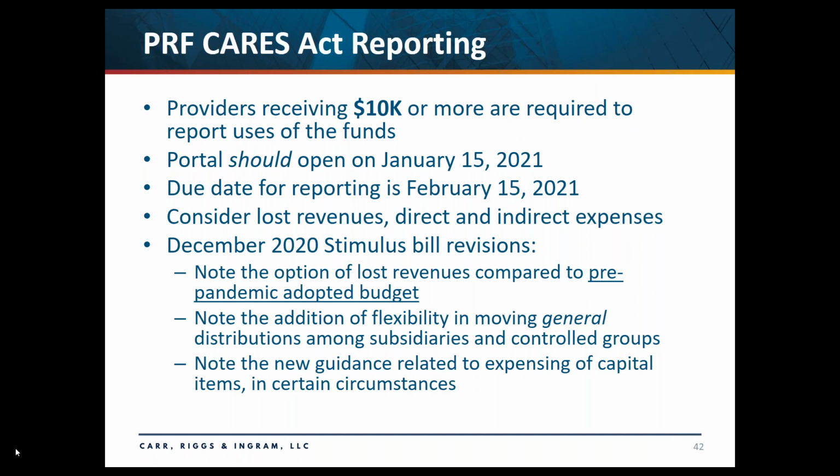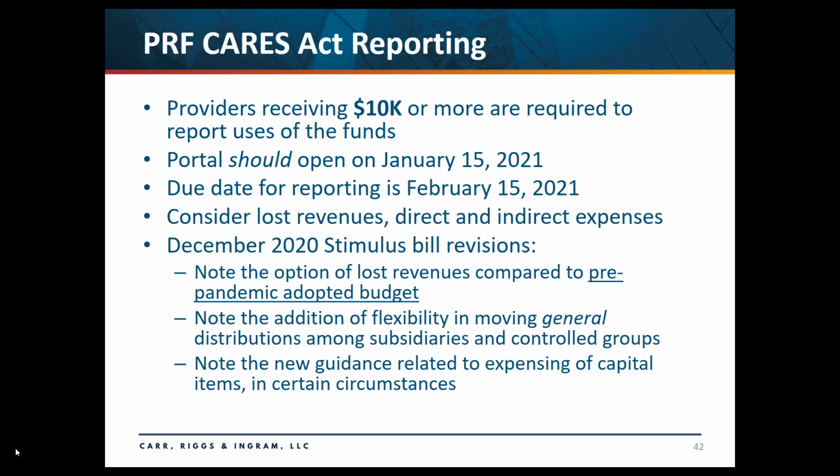The flexibility is there now. A lot of this guidance kind of went back and forth throughout the year. The flexibility is there now in moving the general distributions among subsidiary control groups. Note that it says general and not targeted. Targeted distributions still need to be reported on where the money landed, but the general distributions can be moved among a controlled group. And it is a little more complicated than that, but that option does exist.